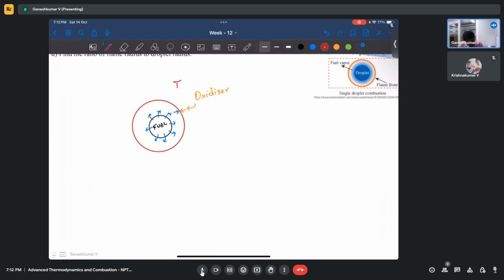Now what happens? Since combustion happens, the temperature is very high here, and at the fuel surface the temperature is going to be T saturated, because what the fuel does is phase change is happening.